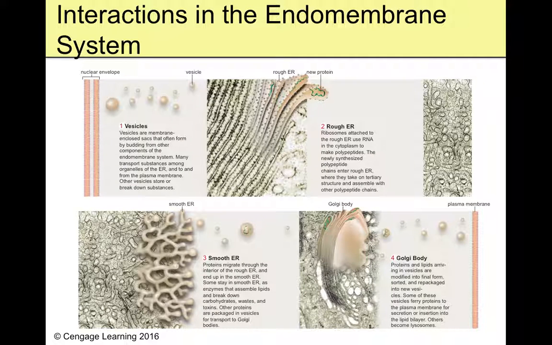So here's our interactions in the endomembrane system. So our vesicles, they bud from the endomembrane system, and they transport to the ER. Okay, when we get to the ER, we are going to make proteins, synthesize these proteins, and the proteins are getting the structure where they're going to start to become almost functional. We go to the smooth ER, where proteins migrate through the interior and end up in the smooth ER. Some of them hang out here, some of them move on, and the ones that move on bud off in a vesicle and head for the Golgi.